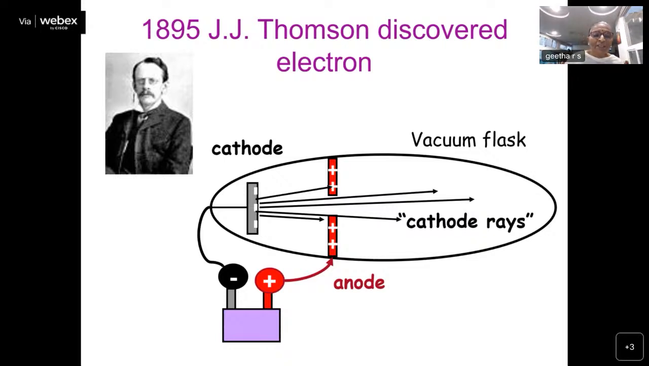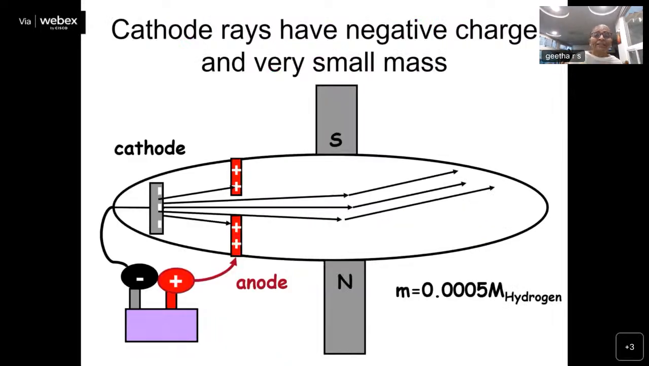What he observed was a ray, the cathode rays, as they were known. They had negative charge and very, very small mass. That was discovered. There were methods to find out the mass, so you should not wonder how they could know all these things. In fact, there is a method to measure the charge to mass ratio of any particle by Thomson's method itself. It was an extremely light particle.